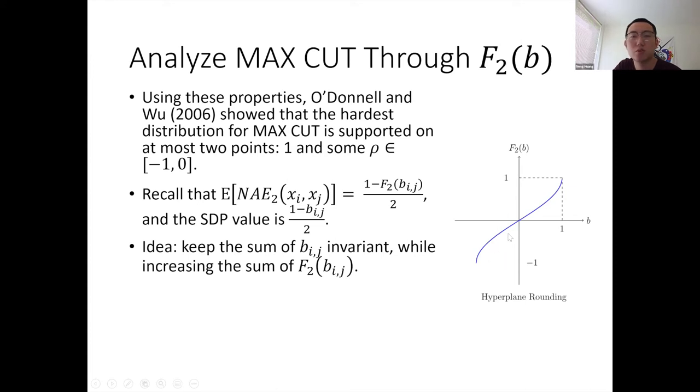What we can do is take their average, and that will keep the sum of biases invariant. But since this function f2 is concave on negative inputs, taking their average increases f2. So that will decrease the value of our rounding scheme. This shows that for the hardest point, we can only have one negative bias. And that's just an example.